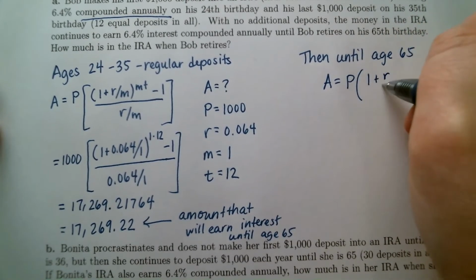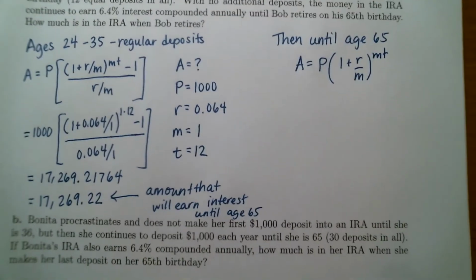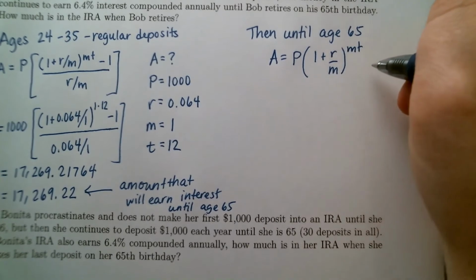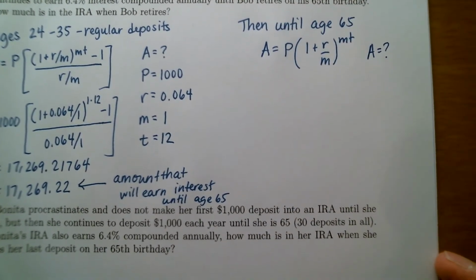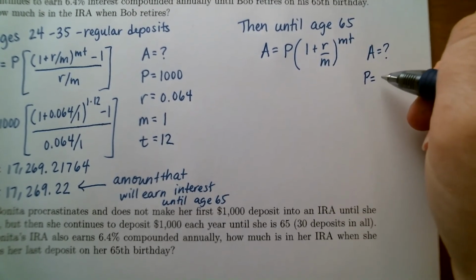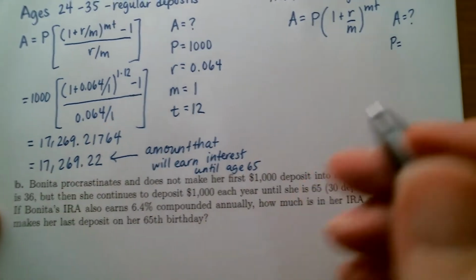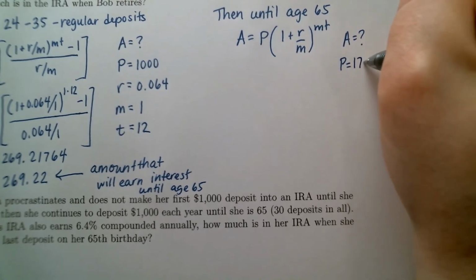So we're going to change to this formula. There are no more regular deposits. We have to figure out the values of all the variables before we can plug in. We're still looking for that account balance at age 65. The P value is going to be the amount of the one lump sum that's being deposited. That's where we left off, so that's going to be this amount.